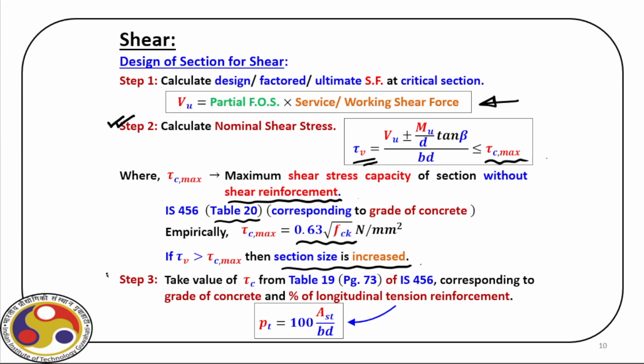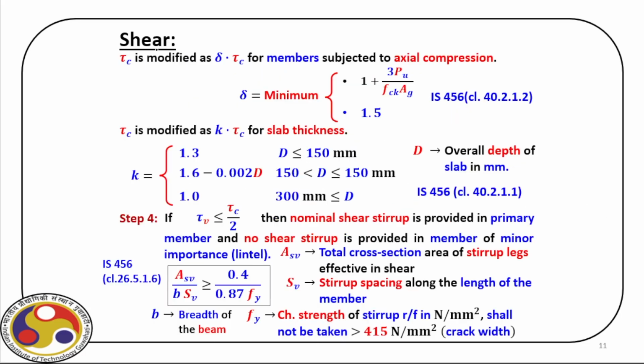Now, in the next step, what do we do? We calculate tau C. How do you calculate tau C? It is from table 19 of IS 456, and it depends upon the grade of concrete and the percentage steel. With the help of these two, we can calculate tau C. Now, this percentage steel is the longitudinal steel. So, if this is the cross section and the longitudinal steel is given here, we can find out what is PT, and we know the grade of concrete here. Based on these two pieces of information, we can calculate tau C.